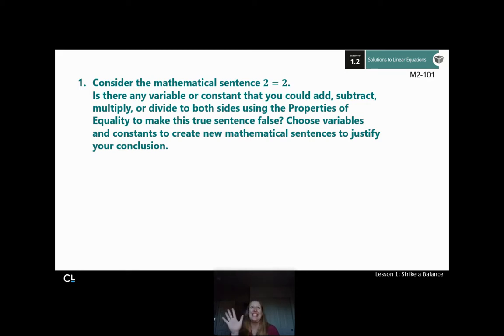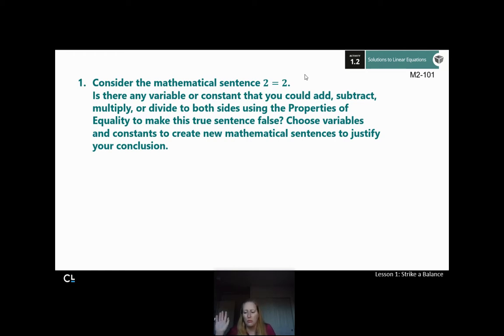Is there any variable or constant that you could add, subtract, multiply, or divide to both sides? Remember, properties of equality. You could add, subtract, multiply, or divide to both sides using the properties of equality that would make this true sentence, 2 does equal 2, false. Is there any of these properties that you could do to this equation that would make it false?